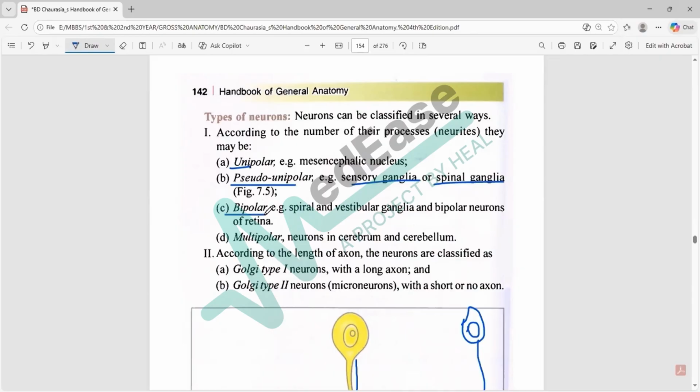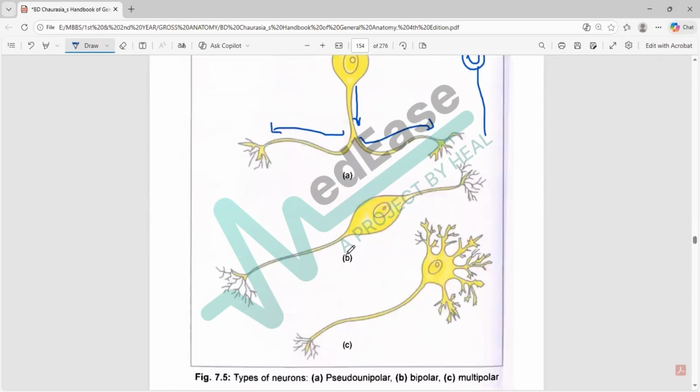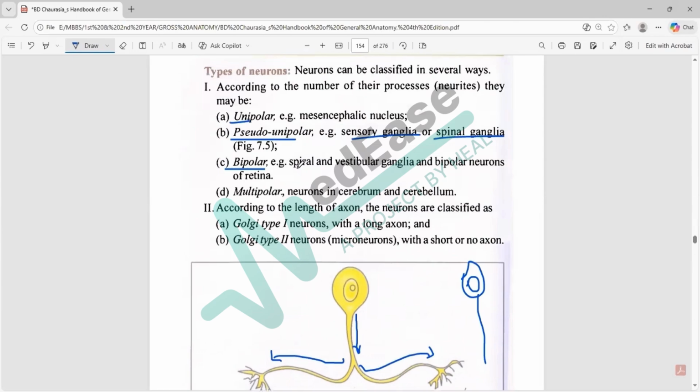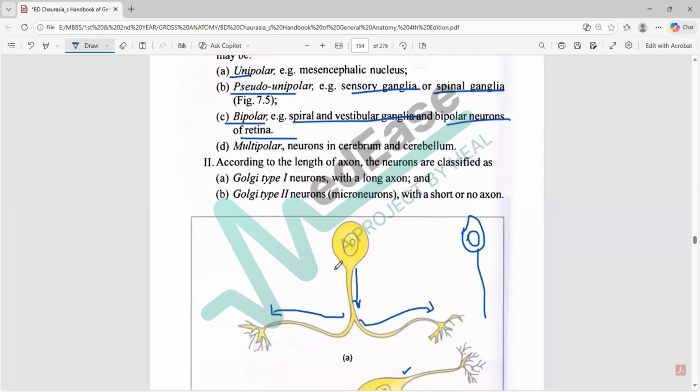When we talk about the bipolar neuron, this is our bipolar neuron, with two ends on different sides of the cell body emerging from the neuron. This is mainly present in the special organs, which include the eyes, as the bipolar neurons of the retina, and also the organs of hearing, so the spiral and vestibular ganglia. Now, another important classification of the neuron is based on the length of the axon: Golgi type 1 and Golgi type 2. Golgi type 1 has a long axon, whereas Golgi type 2 has either a short axon or no axon.